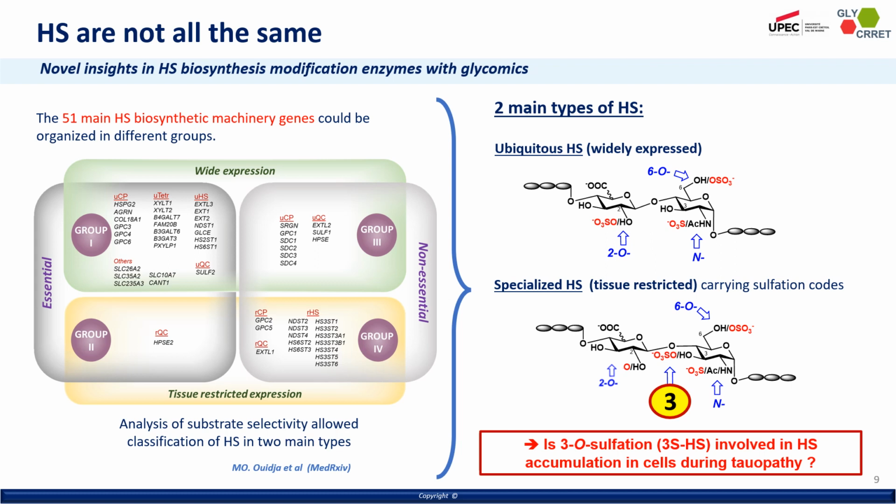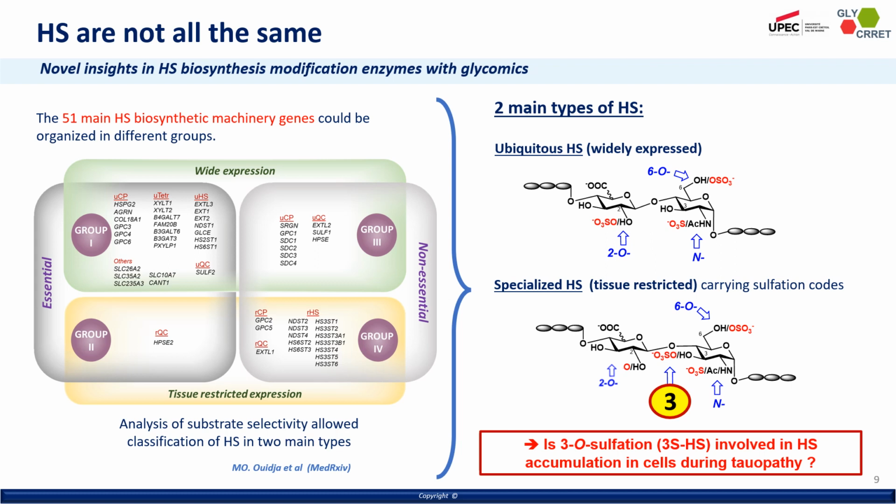Over time, with the help of genomics and proteomics, but also glycomics, or the combination of all three, we gained novel insights into the heparan sulfate biosynthetic modification enzymes. When we look at the biosynthetic machinery of heparan sulfate, we can see that there are 51 main genes, which we can find here in this table, also published by Owidia et al., and you can find this in medRxiv. We can have genes which are widely expressed, and genes which are tissue restricted in expression.